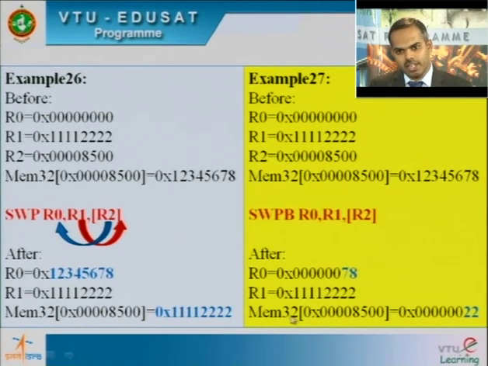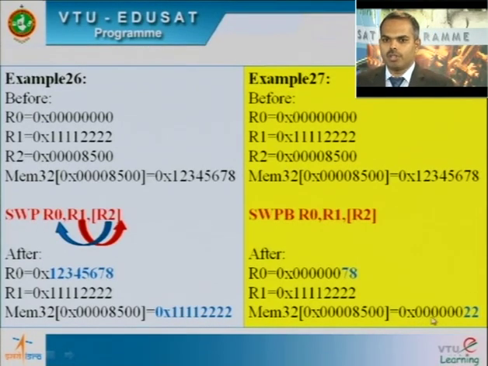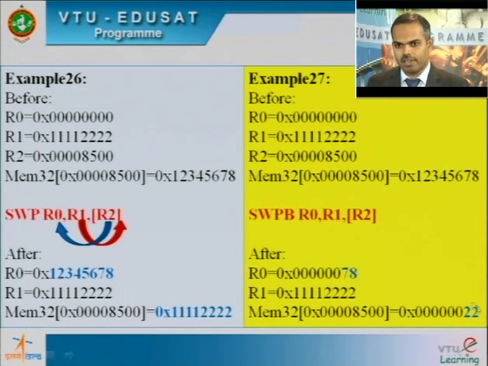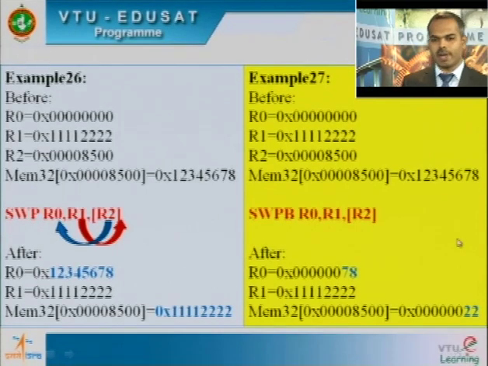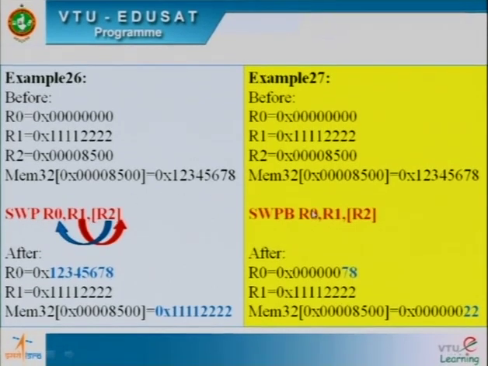So the memory content at 0x, 4 zeros followed by 8500, the value would be 0x12345622. This should be the value here, right? So this is a byte transfer, and the other is a word transfer. Example 26 is a word transfer or word swap, and example 27 is a byte swap.